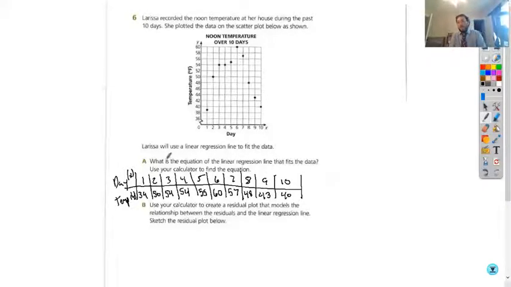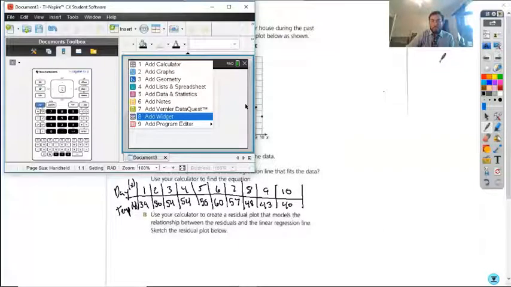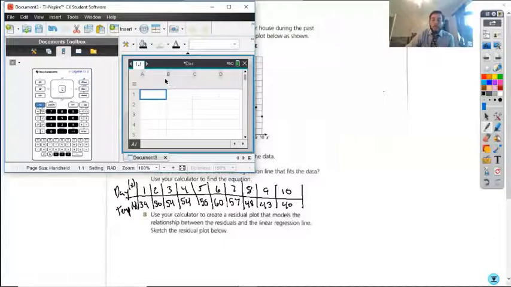So now what we're going to do is input this data table into our calculator so that we can get a linear regression. So let's switch up our share a little bit. Instead of that share, let's do a screen. All right, so now we're going to add our list and spreadsheet. So we go down to choice 4, add list and spreadsheets.